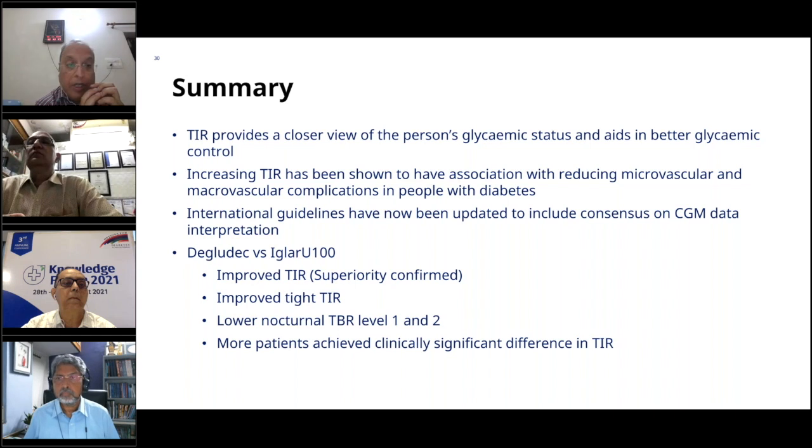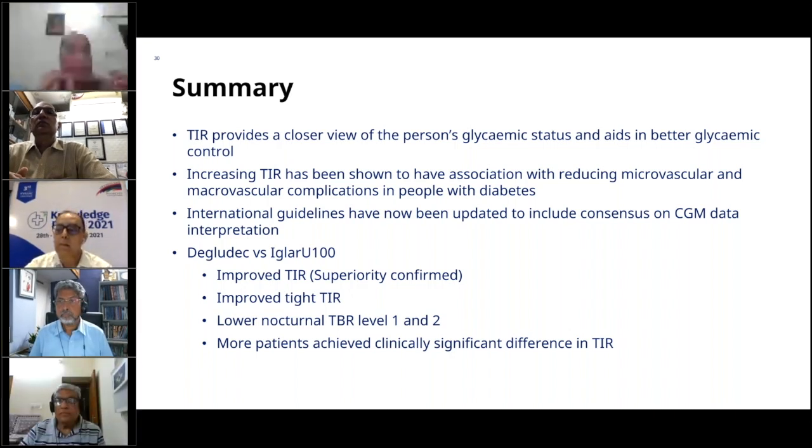All of us should now know about this international consensus guideline, which I have discussed with you in brief at the beginning of the lecture. When we have seen degludec and compared it with glargine U100 as well as with glargine U300, with degludec there is an improved time in range, superiority confirmed. There is also a reduction in time below range, that is hypoglycemia, both level 1 and level 2, and a more clinically meaningful difference in time in range.